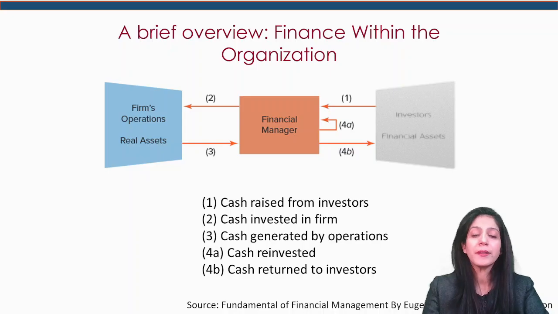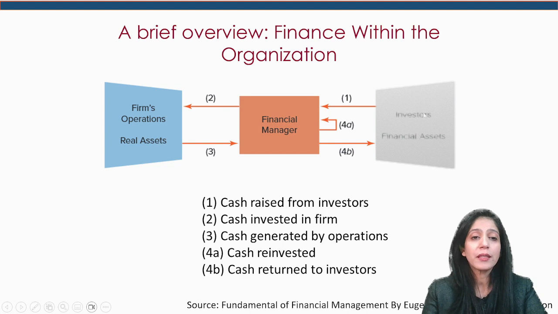Now, let's talk about how a finance department is placed in an organization and what does it do. We can look at this diagram. Here we see the financial manager in the middle in the orange box, and to either side are the investors in the green box and the firm's operations in the blue box. So what does a financial manager do? He or she raises the investment or funding from the investors and invests in the firm's operations.